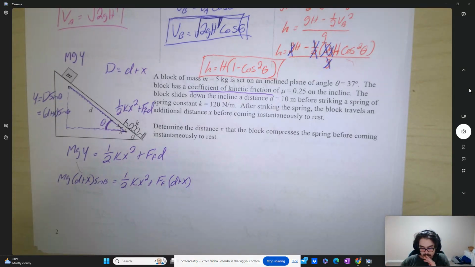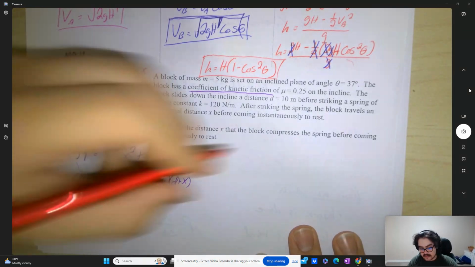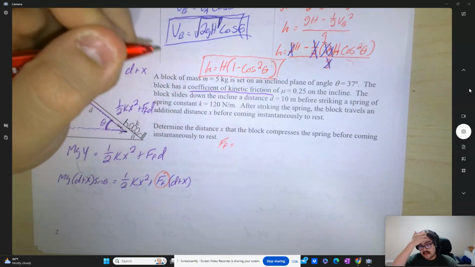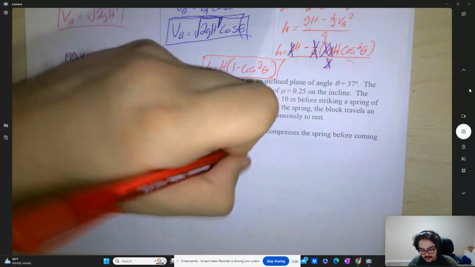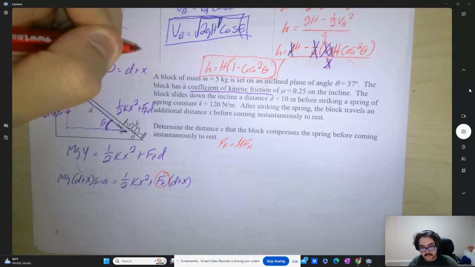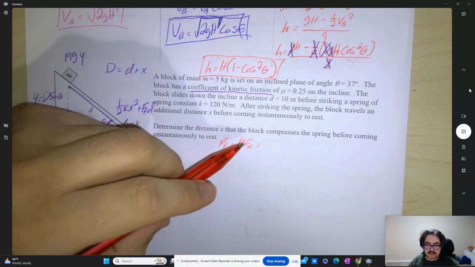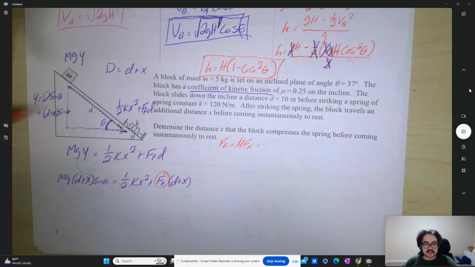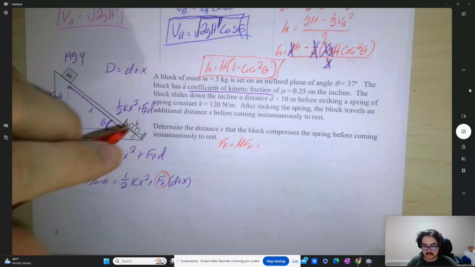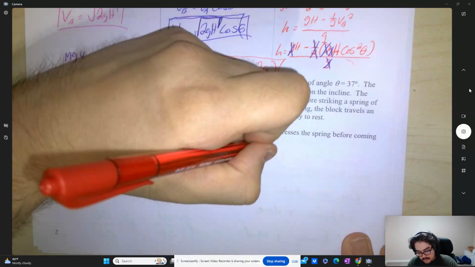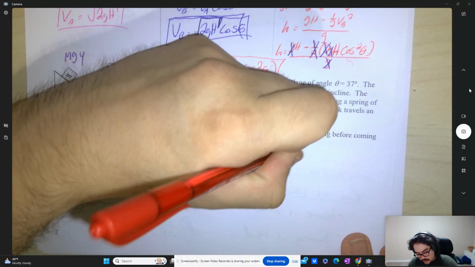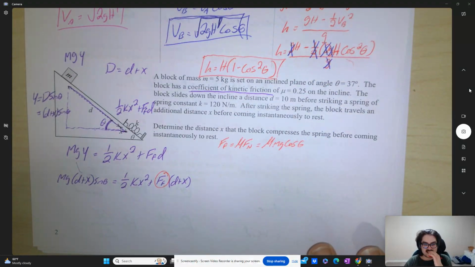All right, so now I can make some substitutions in here. I think I've got everything at a pretty solid point. By the way, I want to do a little aside here and tell you that the force of friction is normally mu times the normal force. In this case, the normal force is not just going to be mg; it's actually going to be a component of the gravitational force. So it should be mu times mg cosine theta. That's how you get that.